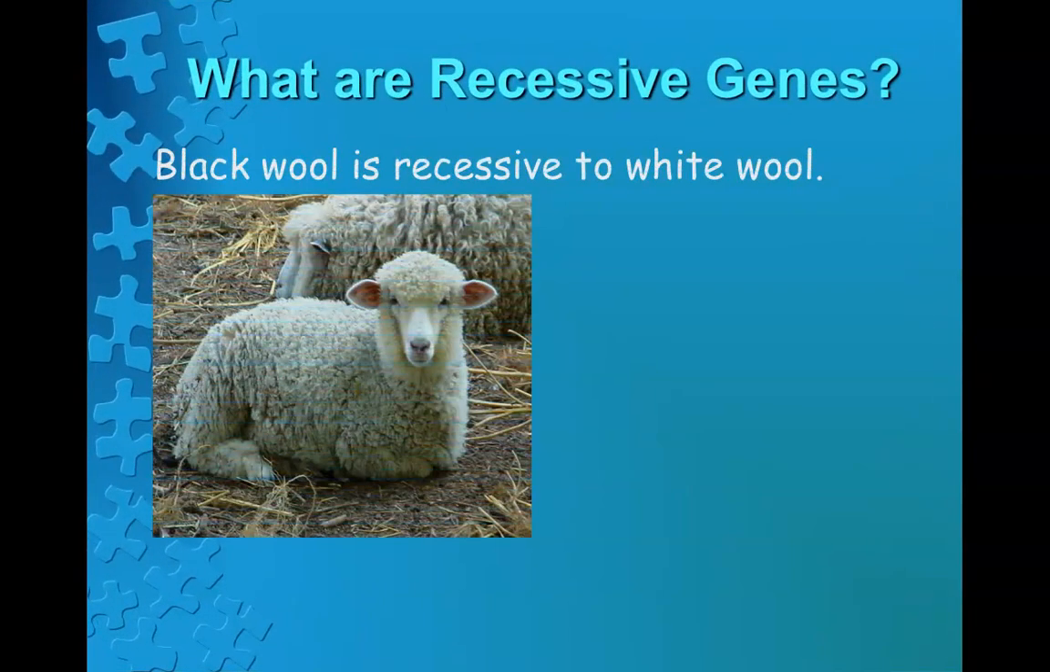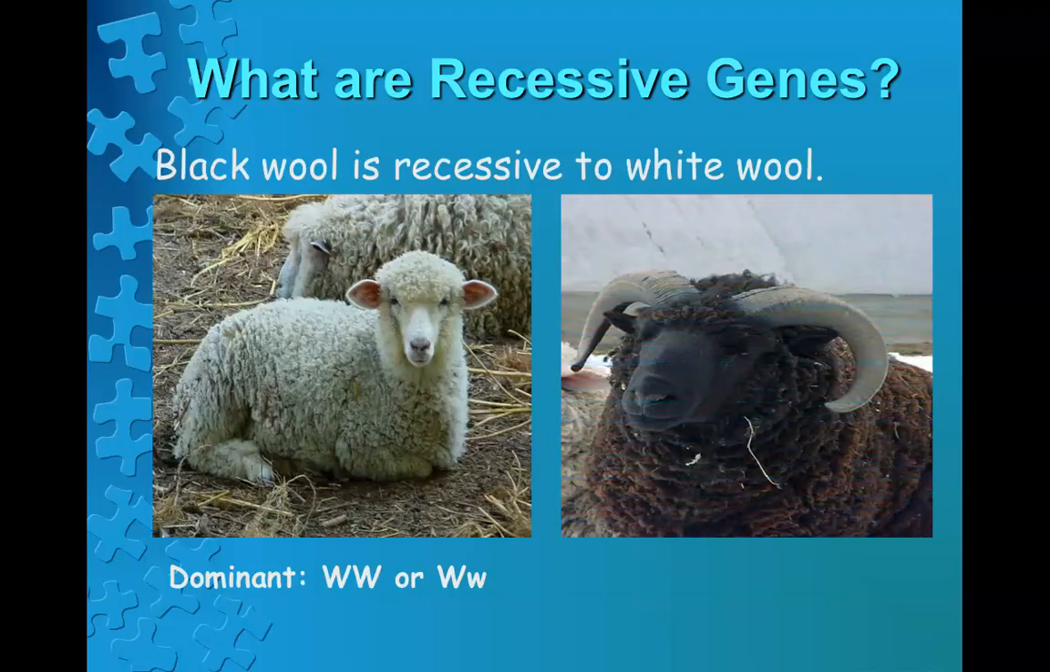Okay, so example, black wool is recessive to white. All right, so a white sheep can either be homozygous dominant, so two capital W's, or can be heterozygous. But that black sheep, always recessive. Okay.